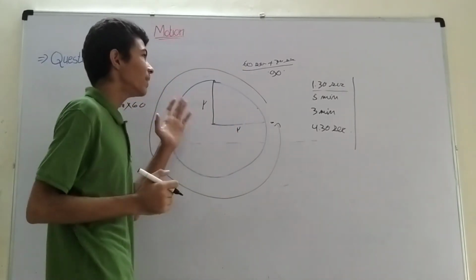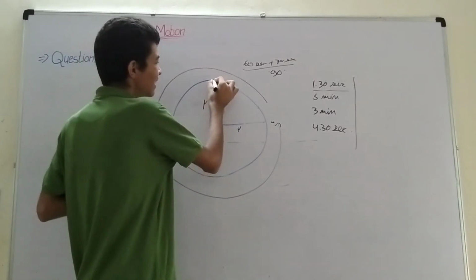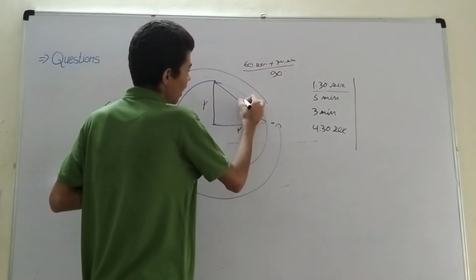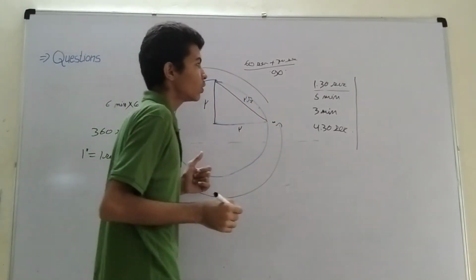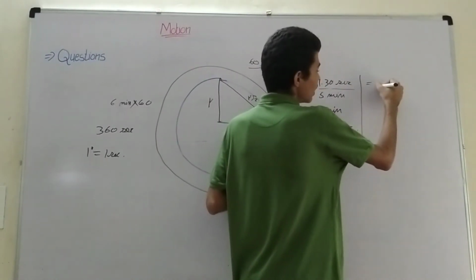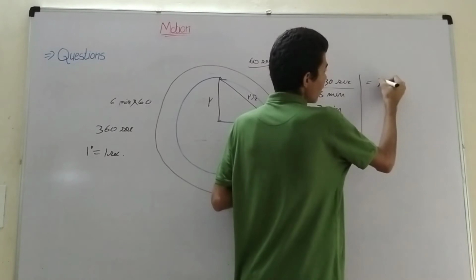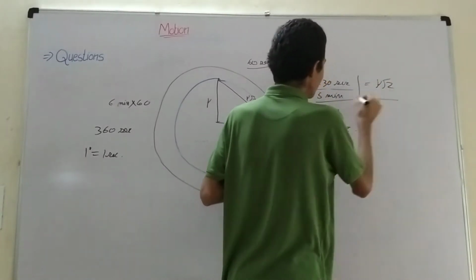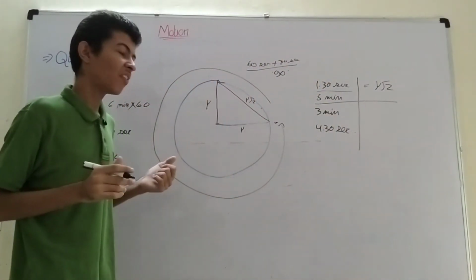So now what would be its displacement? We know that this side is R root 2. So the displacement at the 90 degree, or 1 minute 30 seconds, would be R root 2. So what would be the displacement after 5 minutes?